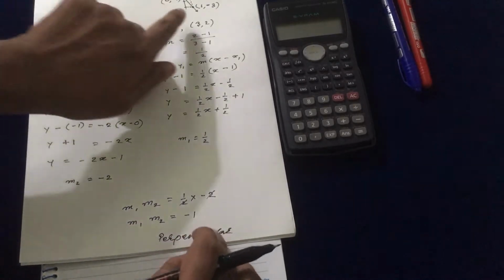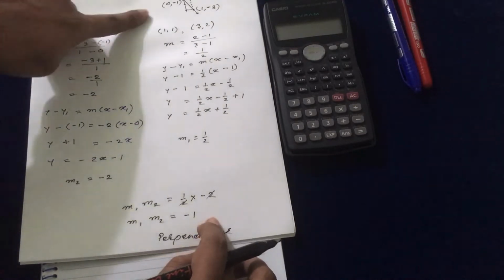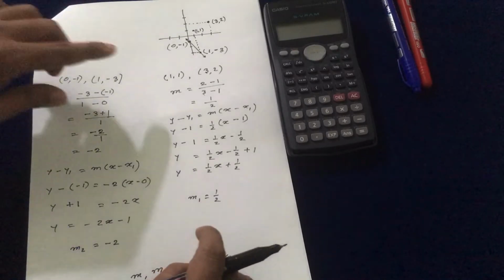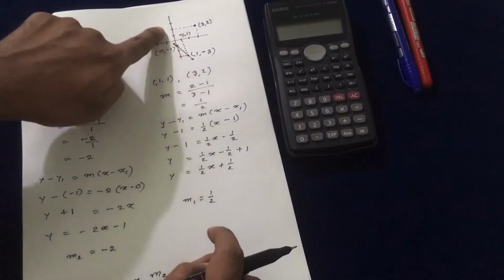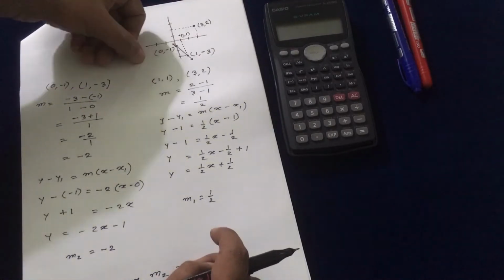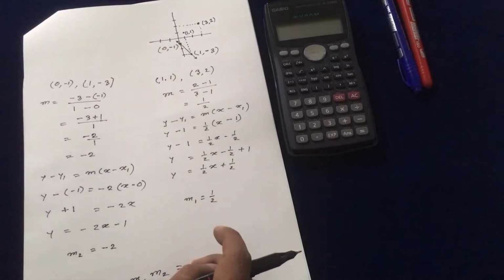That means this line, and if you draw a line here, they will be perpendicular to each other. This line here, and this line. If you join these 2 points, you will get a line, okay. If you extend it, you will get a line, and this line, they will be perpendicular to each other.